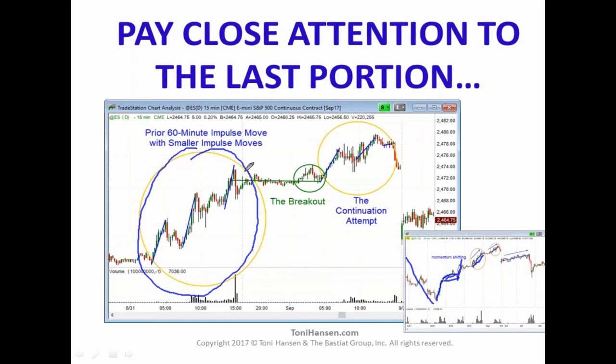Now, following that, as this trend began to exhaust itself, that momentum slowed. So even though the initial impulse move was a really strong one, the second and third ones started to shift and started to change.